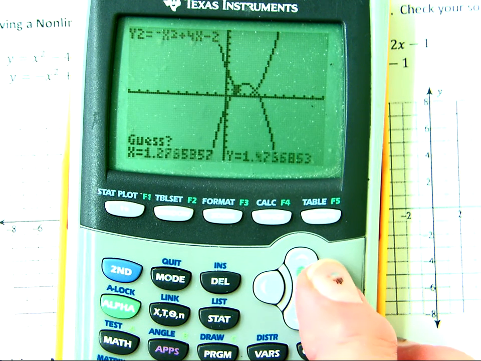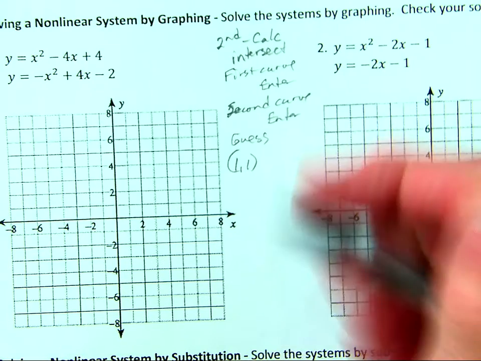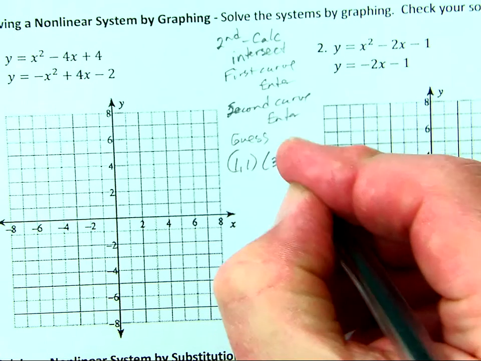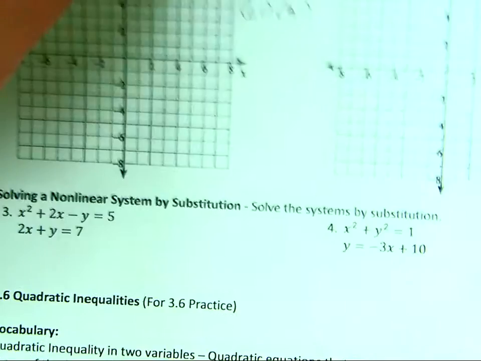Now when it says guess, let's move over close to the other one. Let's go over to that one and hit enter again. It should tell me that point, 3, 1. So that gave us our two answers there graphing. Again, that one's different than the one in your packet, but I changed it.